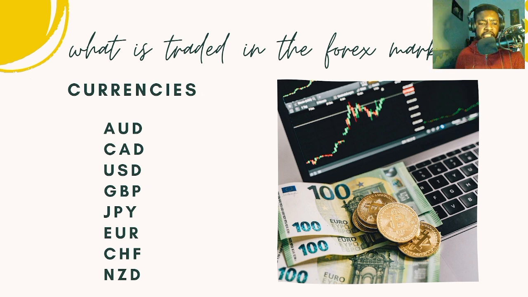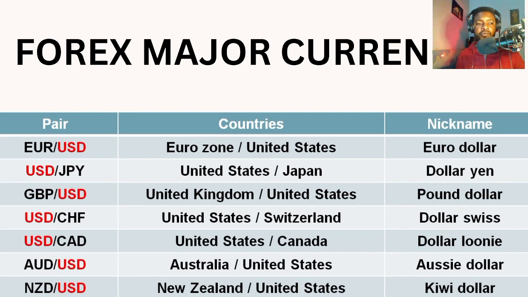We trade GBP, that's Great Britain pounds, and we trade JPY, that's Japanese yen, and we trade euro, that is EUR, and we trade the CHF, and we also trade the NZD. So these are all the currencies that we actually trade in the market. There are a whole lot of them, but these are the core ones that we will be seeing as we move ahead. So these are the Forex major currencies.